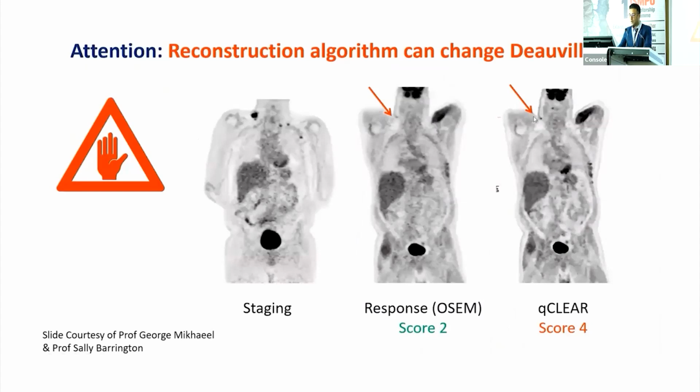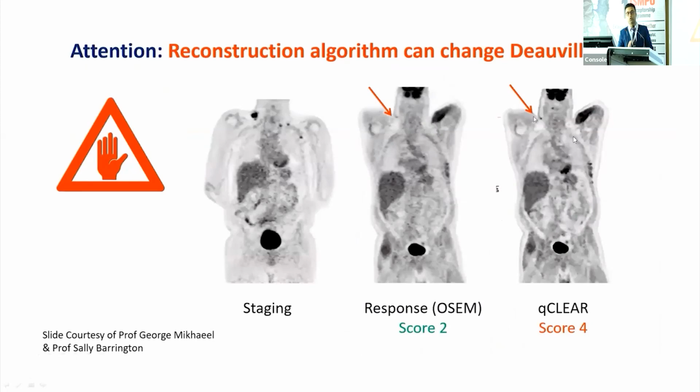This is an example where the reconstruction algorithm that is being used to actually report on PET CTs may give you different Deauville scores. This is an example where after chemotherapy, there was a right supraclavicular node, and on an OSEM algorithm, it gives a score of 2, but on a Q-clear algorithm, it gives a score of 4.